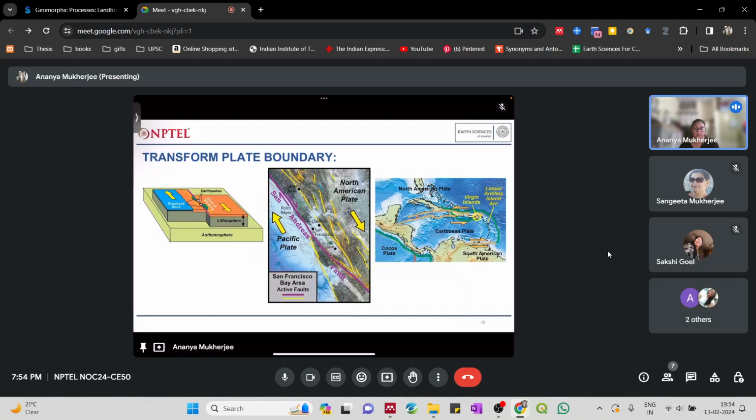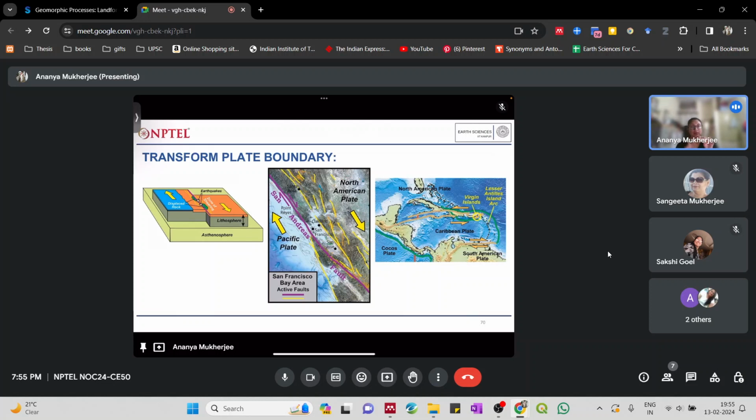So, the last one is the transform plate boundary. The plates are moving past each other. Mostly what happens is the material is pulled against each other, and that causes shearing. Shearing is the process we were talking about with the thrust fault or the normal fault. So for a transform plate boundary, the kind of disturbance that happens between the rocks is the shearing of the rocks.